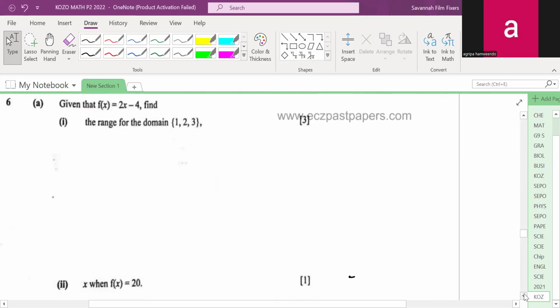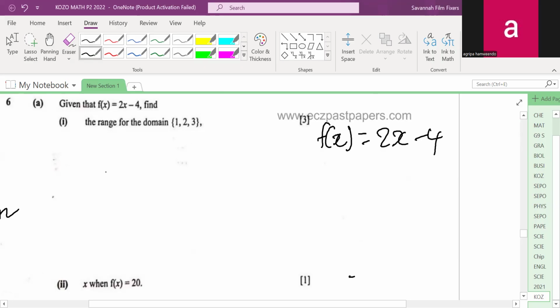Okay, so question 6 is saying, where are we? Question 6. So given f is the function which maps x onto 2x minus 4, right? And they are saying the range for the domain 1, 2, 3.